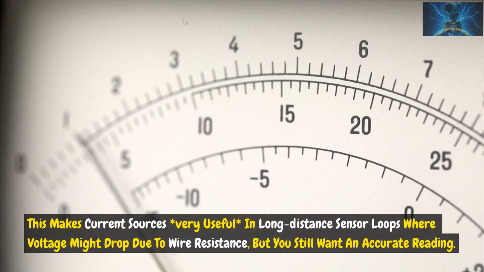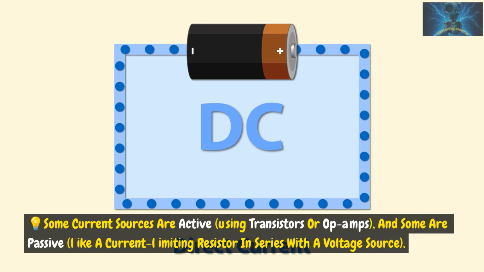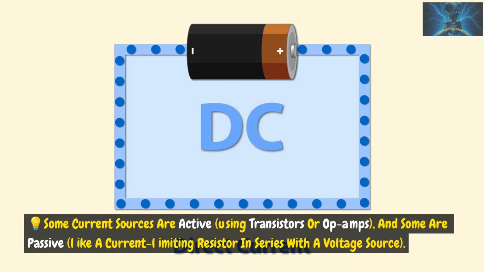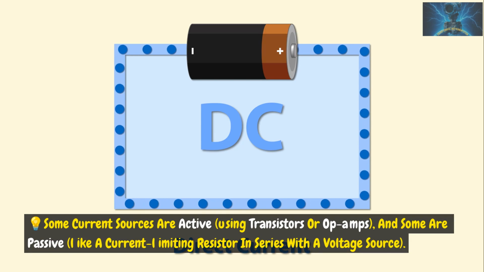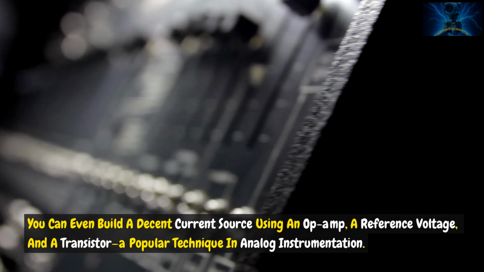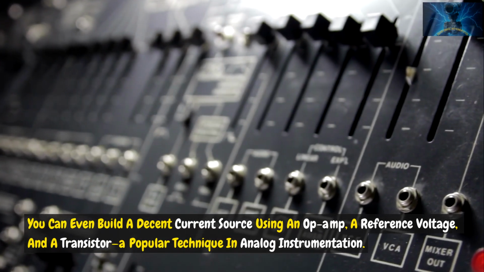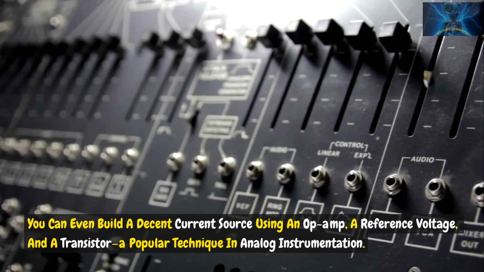This makes current sources very useful in long-distance sensor loops where voltage might drop due to wire resistance, but you still want an accurate reading. Some current sources are active, using transistors or op-amps, and some are passive, like a current-limiting resistor in series with a voltage source. You can even build a decent current source using an op-amp, a reference voltage, and a transistor, a popular technique in analog instrumentation.